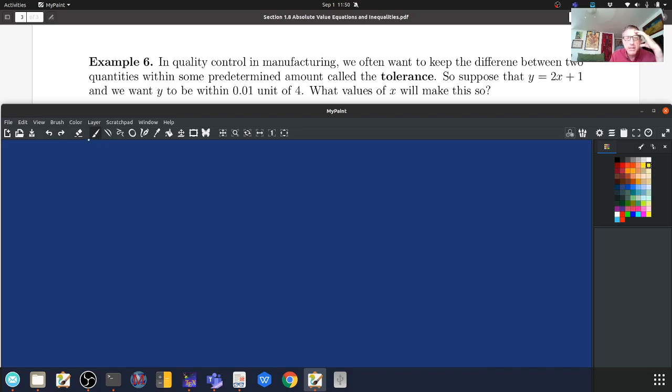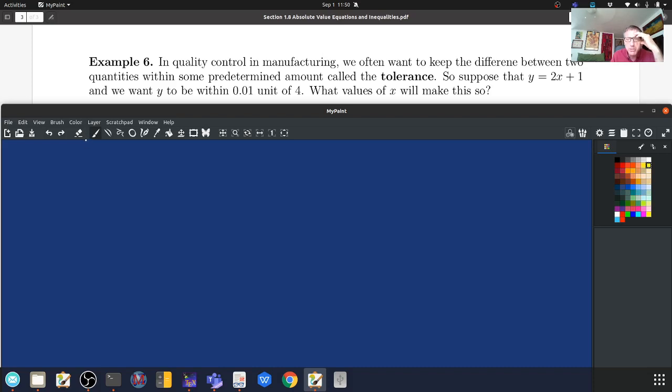In quality control in manufacturing, we often want to keep the difference between two quantities within some predetermined amount called the tolerance. Now, we live on the Space Coast, and if any of you know any NASA engineers, could you ask them what type of tolerances they have to deal with in making spacecraft parts, and email me? I'm curious about that. I would say those tolerances are really, really small.